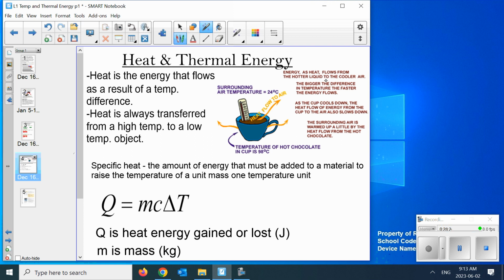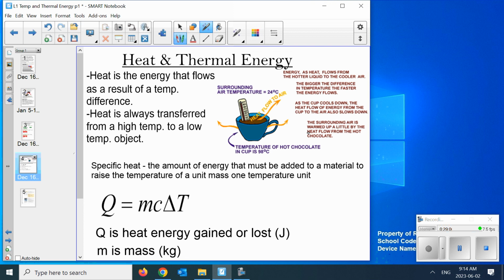When the cup cools down, the heat flow of energy from the cup to the air also slows down. So when the cup is at, say, 28 degrees Celsius, it's not going to lose heat energy as quickly as it did when it was at 19. The surrounding air is warmed up a little by the heat flow from the hot chocolate. However, when you're talking about air in a room, there's so much that the temperature of the room does not increase that much compared to the loss of temperature in the cup. If you have something hot enough, though, and massive enough, you will notice a difference in the room.